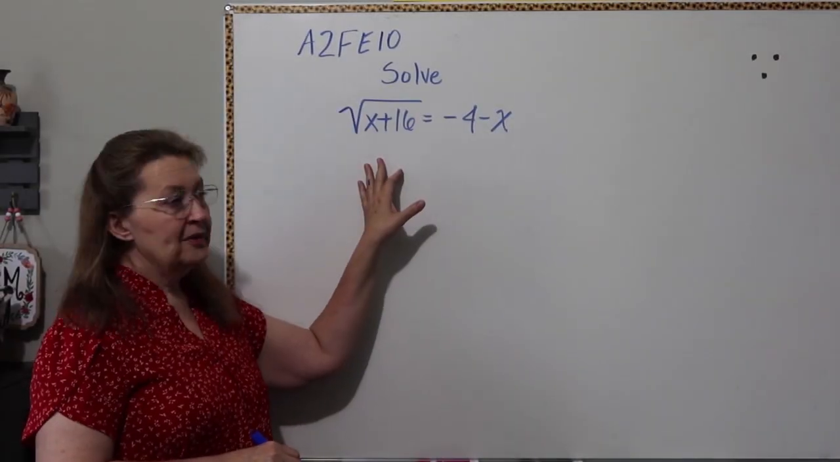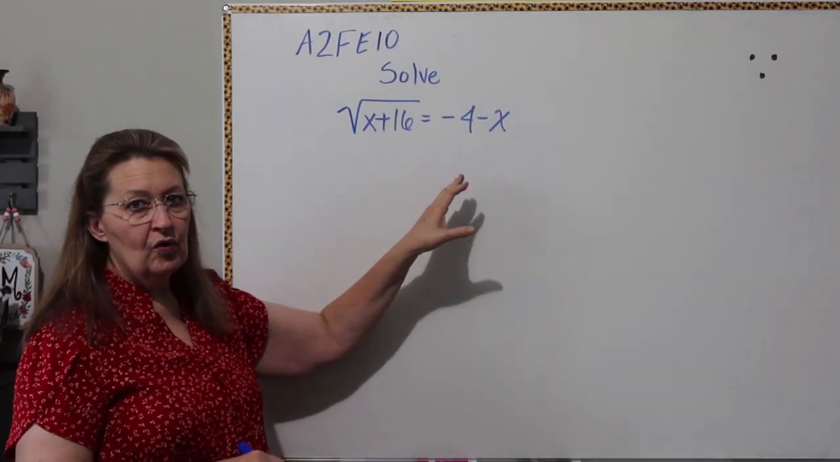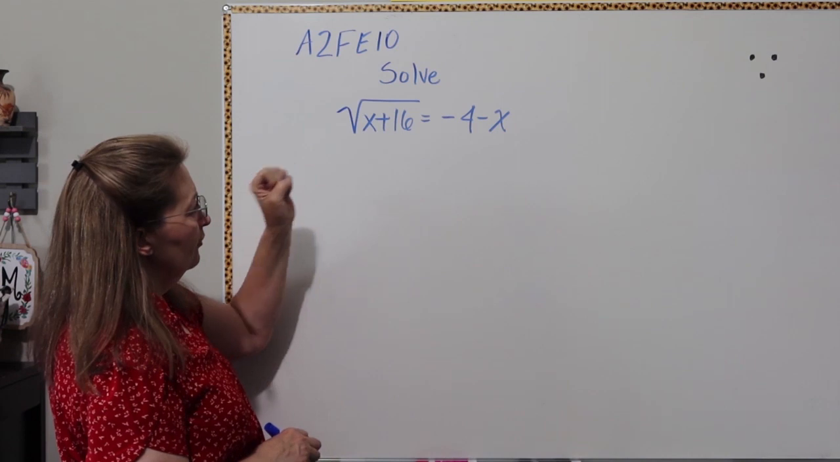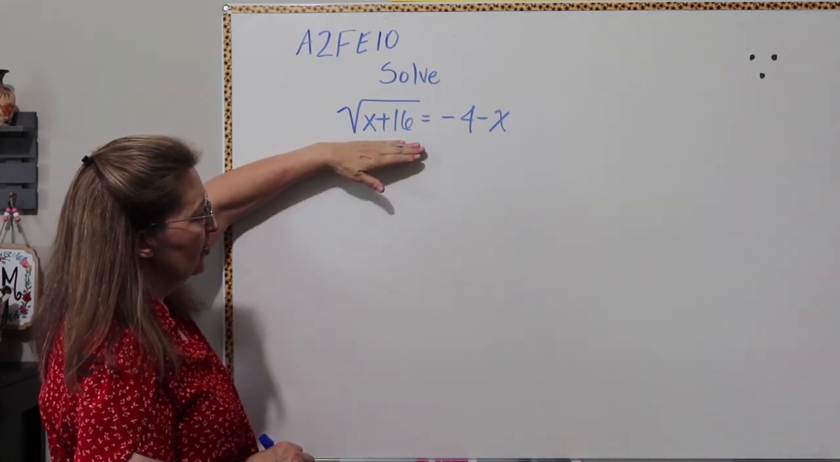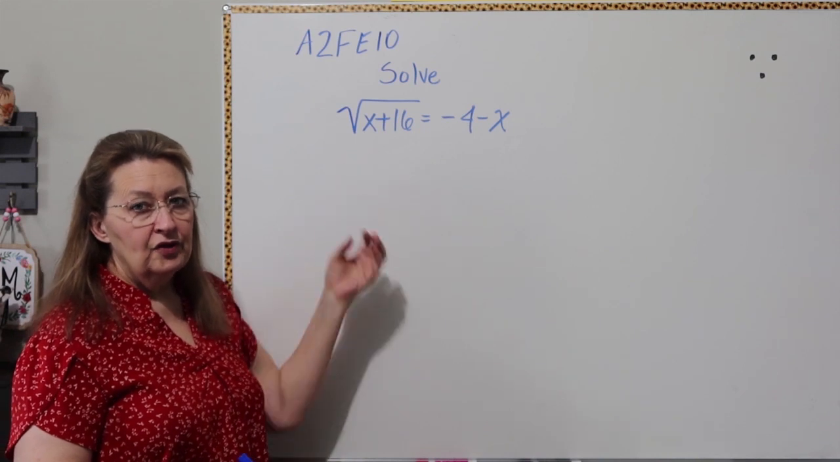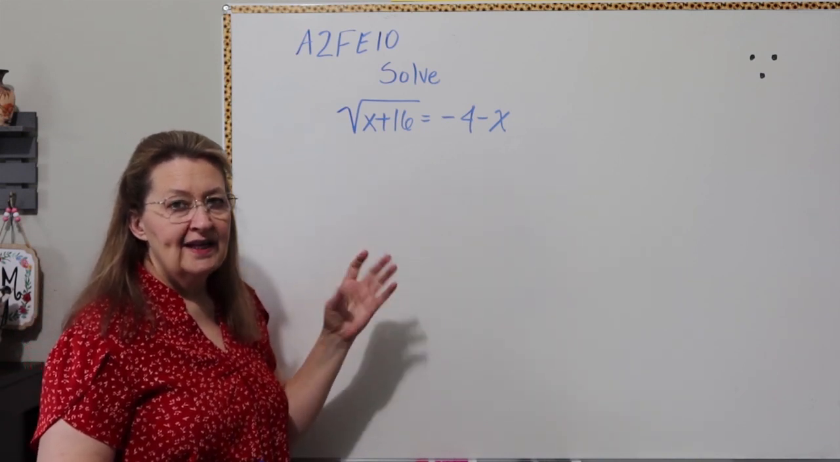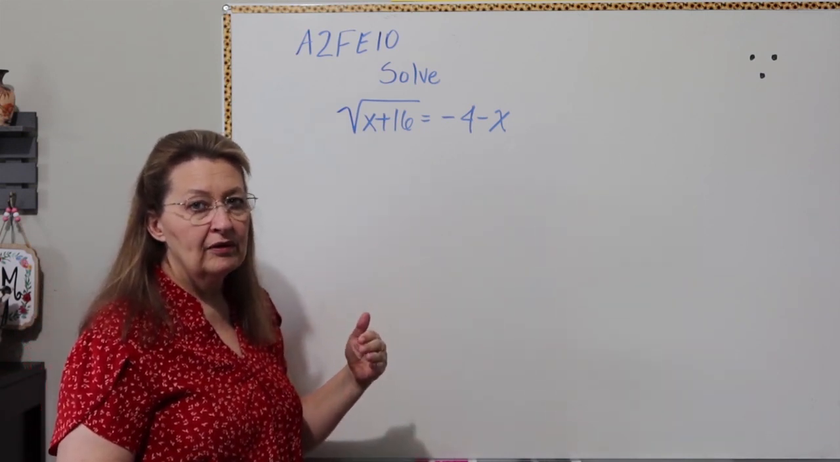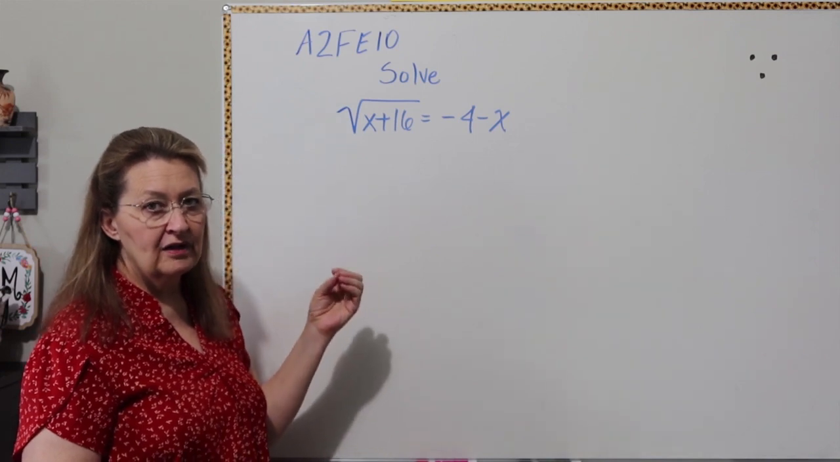Solve the square root of x plus 16 is equal to negative 4 minus x. Now the first difficulty is these numbers are under a radical, these are not, so I need to get rid of the radical. You can get rid of a radical if you raise that expression to a power that matches the index of your radical.